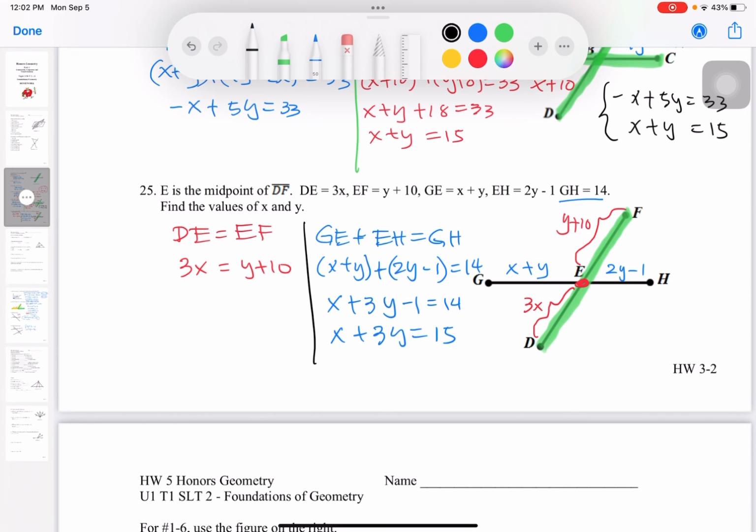Now these two equations, 3x is equal to y plus 10 and x plus 3y is equal to 15, form a system of linear equations. So you can go ahead and solve the system by elimination or by substitution, whatever works for you.